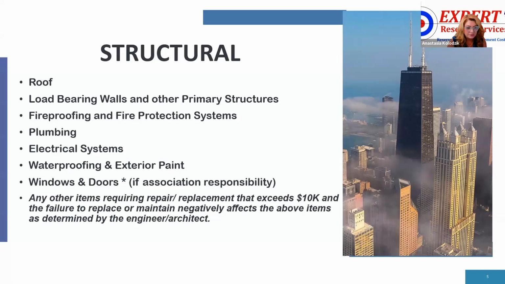Windows and doors. Windows and doors are only included if they are association responsibility. There are a few buildings that have what we call the window wall in the front, that have the atrium look and everything is windows in the front. Those would be association responsibility. Those would need to be reserved for, depending on their age, condition, and product. So if you have 40-year-old windows in a window wall, yes, it's going to be time to replace them pretty soon. If you have brand new windows in your window wall, of course, you're at the front of the timeline.